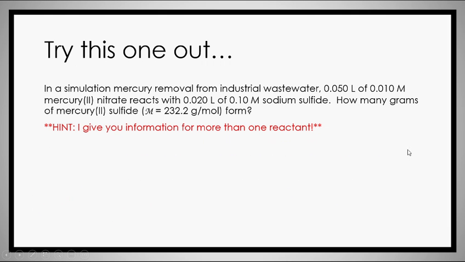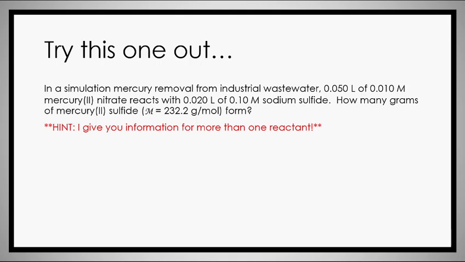In a simulation of mercury removal from industrial wastewater, 0.05 liters of 0.010 molarity mercury nitrate reacts with 0.20 liters of 0.10 molarity sodium sulfide. So how many grams of mercury sulfide? I give you the molar mass. I have this written in red letters, giant, actually they're all capital at the beginning and there are stars around it, so it has to be important.